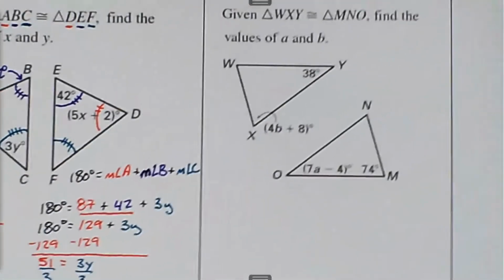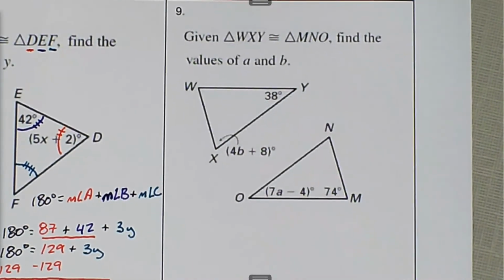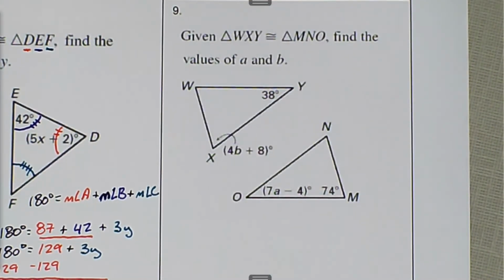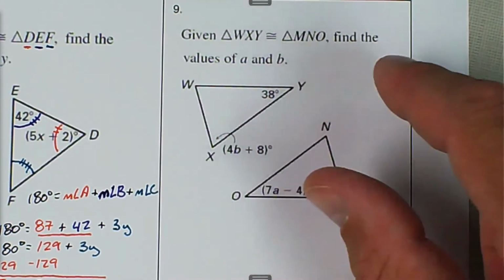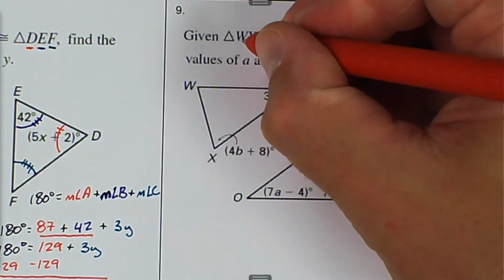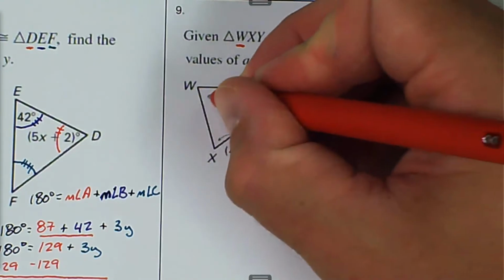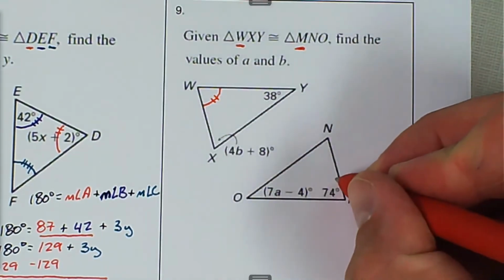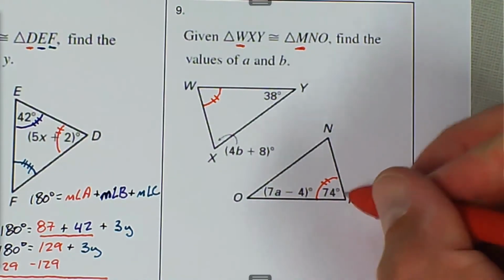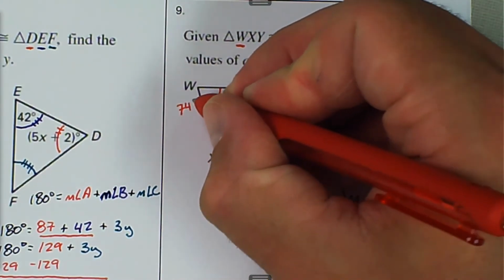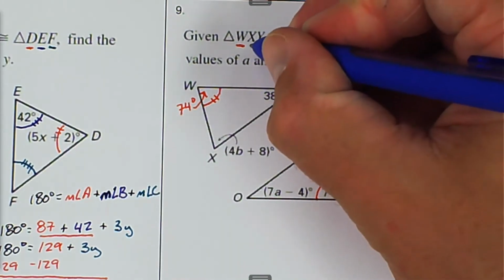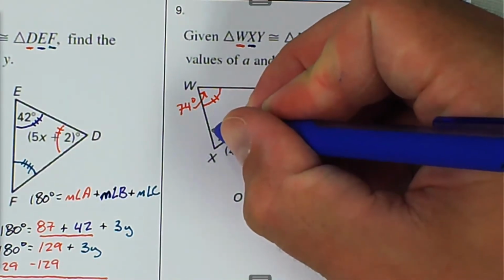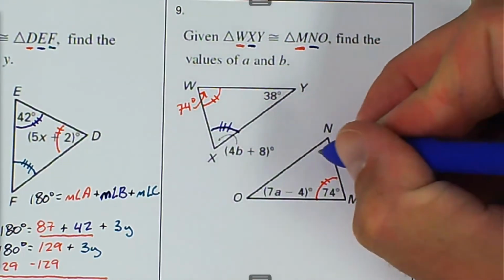Next one we have is example 9. That's going to be very similar. Again, we can use the triangle congruency statement to match our correct angles. So it says W is congruent to M. Well, M's 74, so W has to be 74. Then it says X is congruent to N. So here's X, and that's congruent to N.